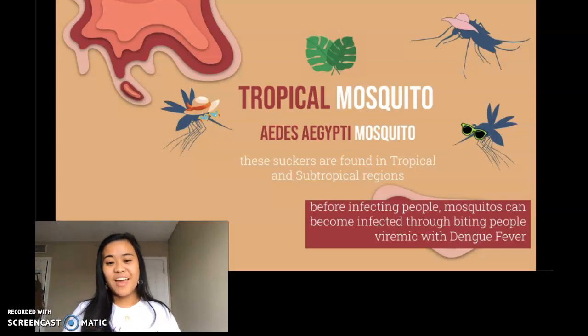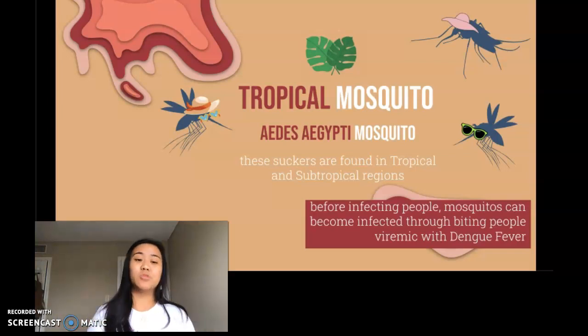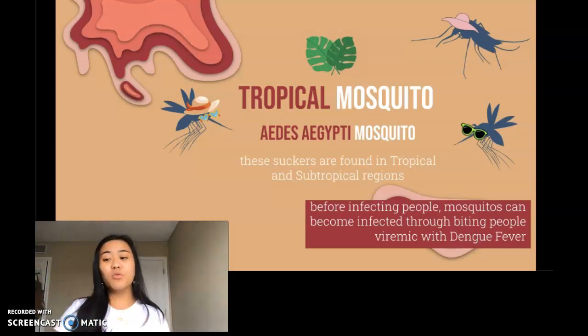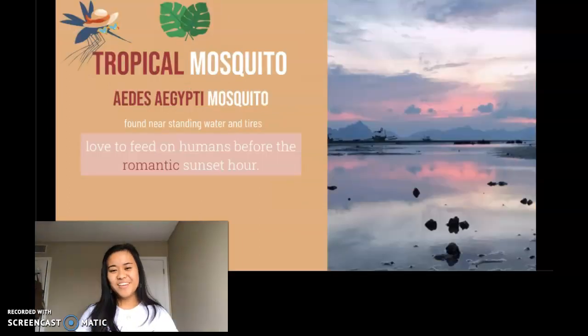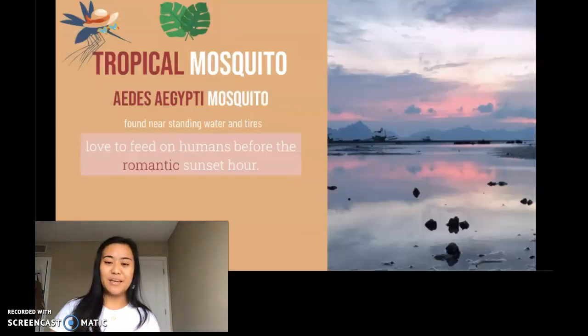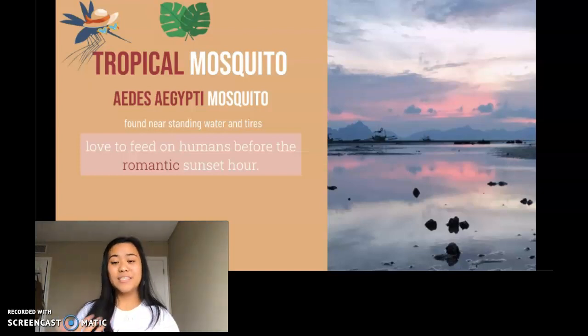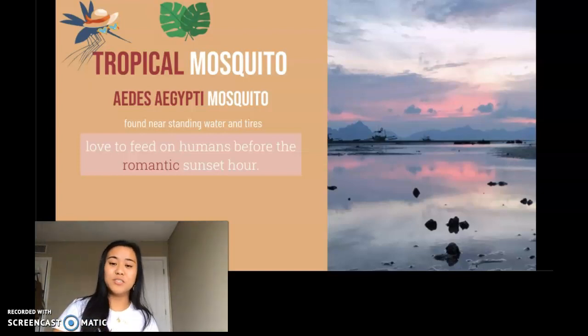So this dengue virus is a mosquito-borne virus, so it is carried by tropical mosquitoes called the Aedes aegypti mosquito, and these suckers are found in tropical and subtropical regions. And actually, before infecting people, mosquitoes themselves can become infected through biting other people that have viremic dengue. The Aedes aegypti mosquitoes are found near standing water as well as tires, and they love to feed on humans before the romantic sunset hour.